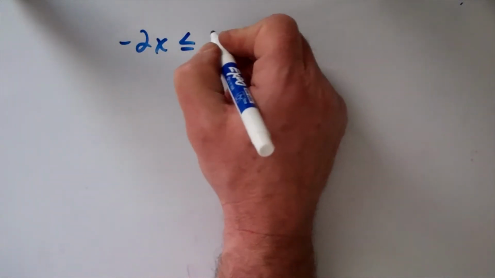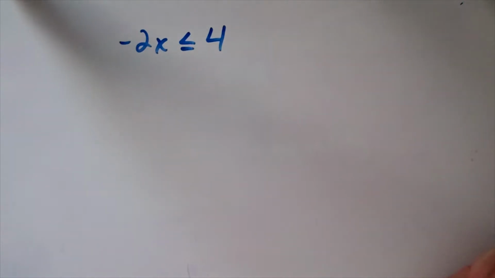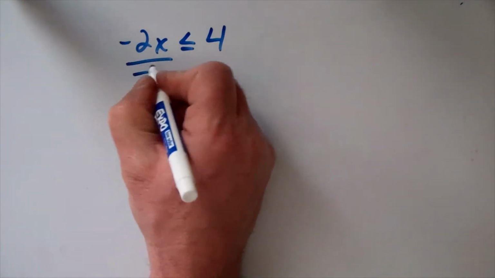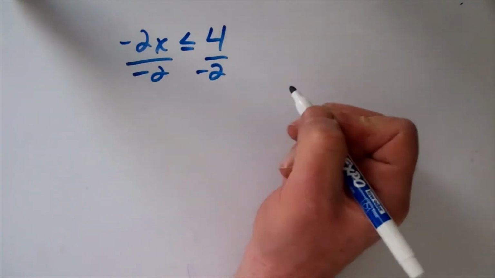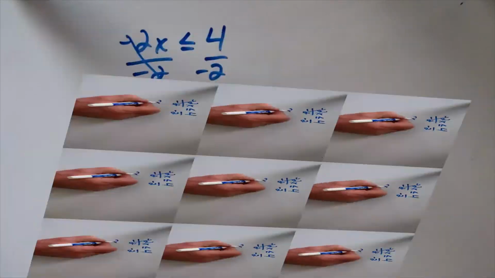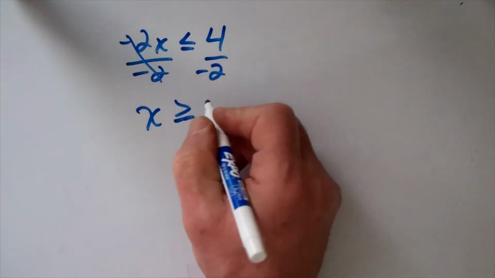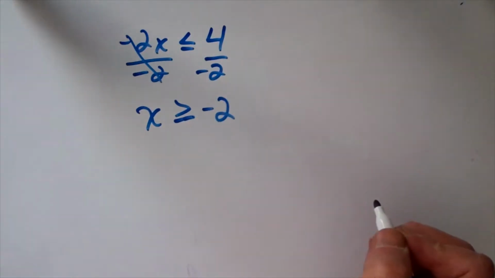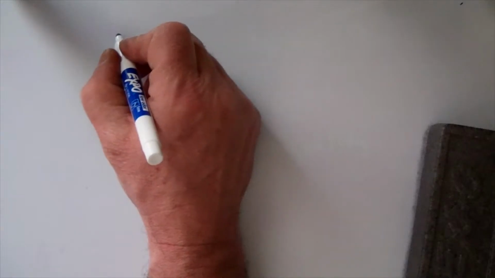Okay, so here's another example. Negative 2x is less than or equal to 4. It's a simple problem, just divide by negative 2, but you must remember to flip that inequality sign. So now it's x is greater than or equal to negative 2.